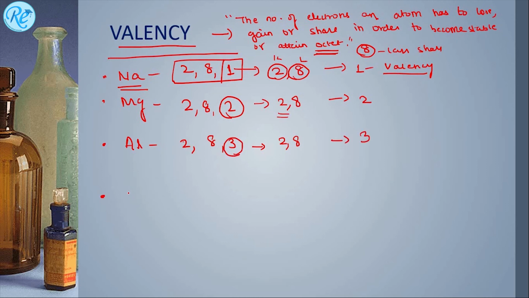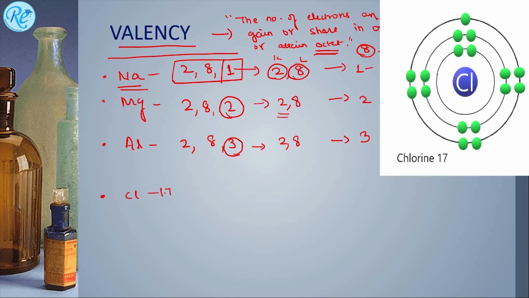We'll take one non-metal also. For example, I take chlorine. The atomic number is 17. Now, please remember and memorize all the elements from atomic number 1 to 20, because these are the ones which are most relevant for your exams. So chlorine is 17 and its electronic distribution is 2, 8 and 7.